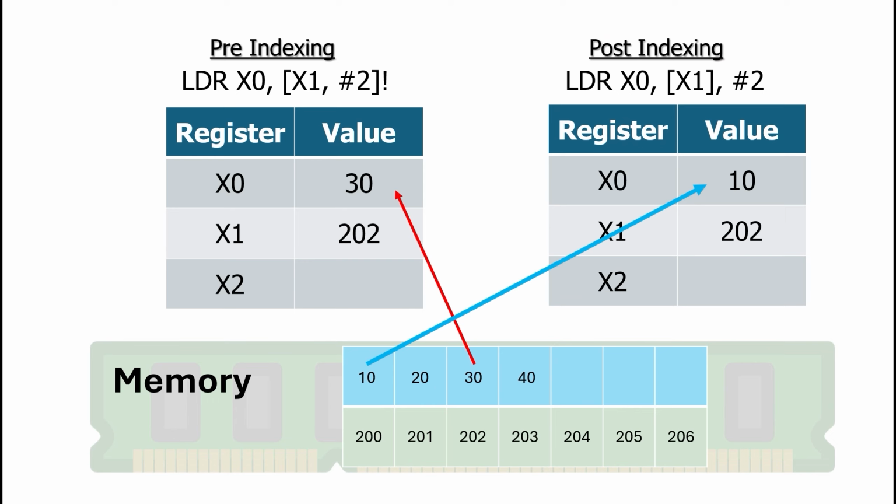Now let's compare the values in the registers after using pre-indexing and post-indexing. In pre-indexing, the address updates first, then the value is loaded. So the value stored in X0 is 30 and the final value in X1 is 202. In post-indexing, the value is loaded first and then the address is updated. So X0 holds 10 and X1 holds 202. That's the key difference. In pre-indexing, we update the address first and then load the value. In post-indexing, we load the value first and then update the address.